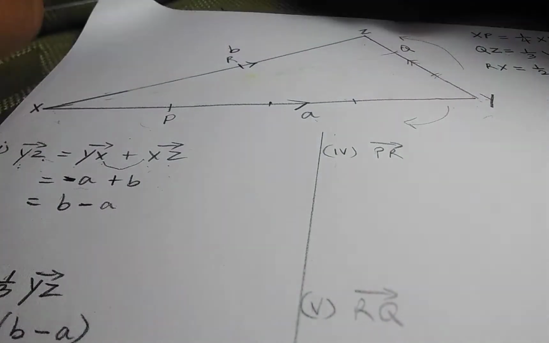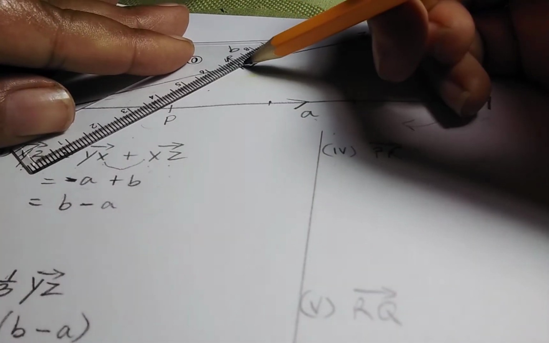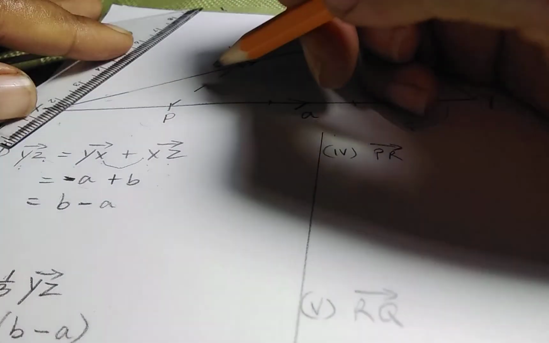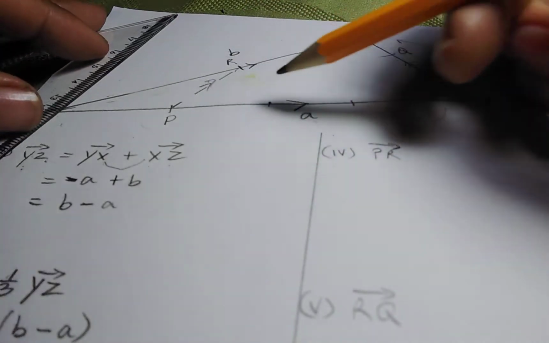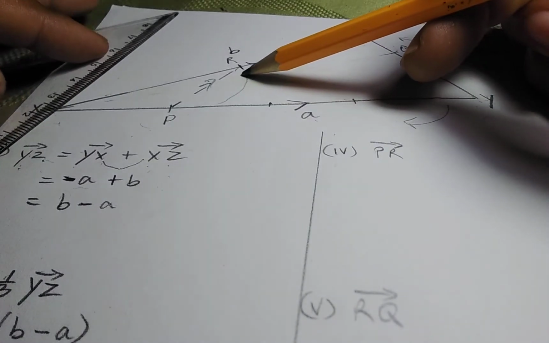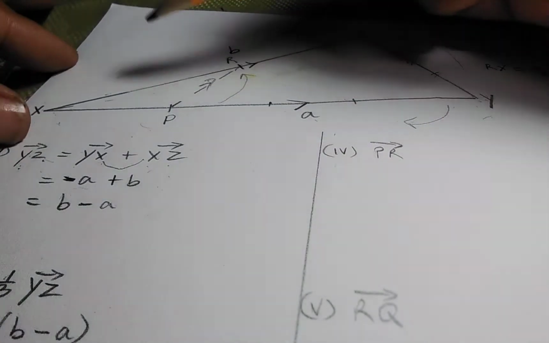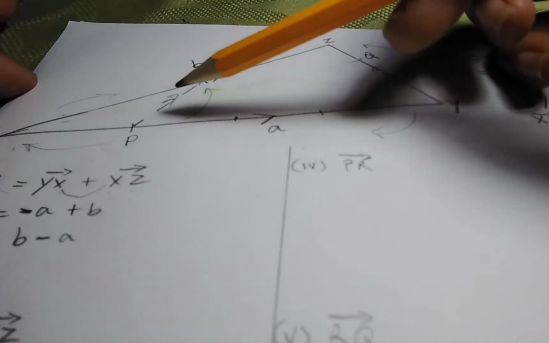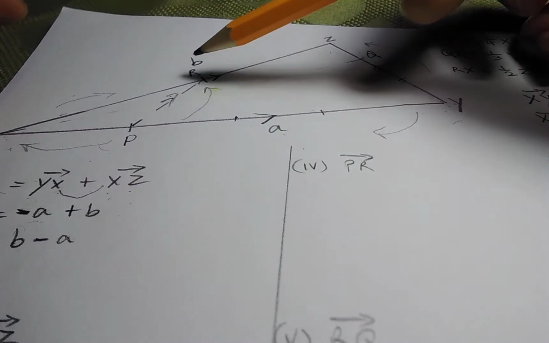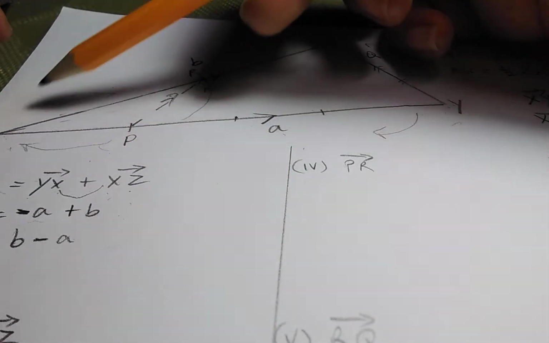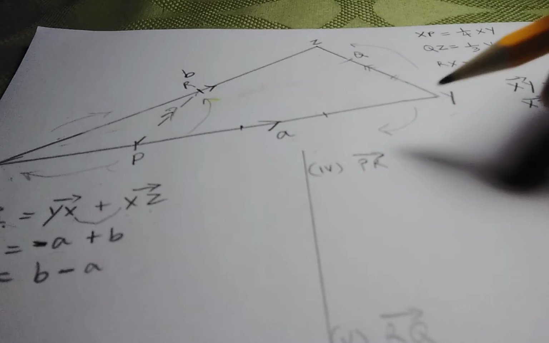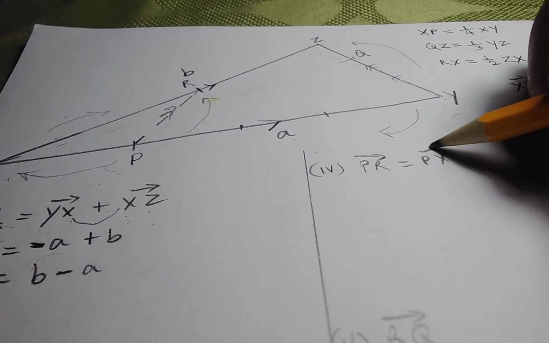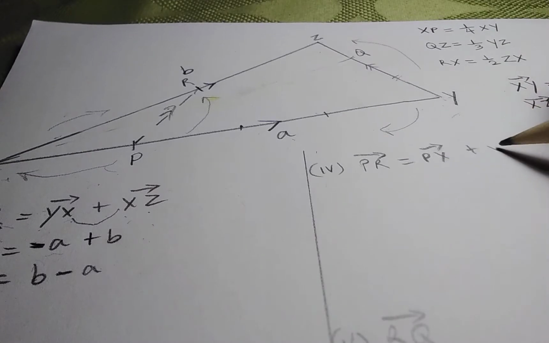P to R. So we draw a line from P to R. Broken line because it's temporary. P to R would appear as if it is going anti-clockwise. So we'd have to go clockwise in the opposite direction. So if the resultant is going one direction, then to find the result, you go the opposite direction. So we're going to go with P to X plus X to R.